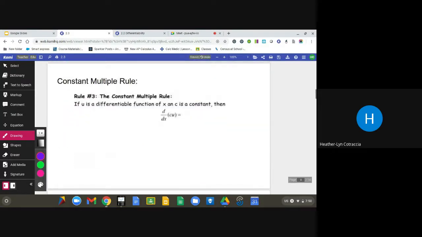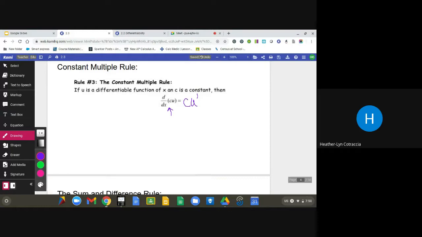Constant multiple rule, same exact idea, except now you have a constant out there in the front of the u. So very, very simple. What I like to do is I just like to leave it and then take the derivative of whatever's the variable there. We're going to see an example of this in a minute, but the constant just kind of comes along for the ride as long as it's a multiple, as long as it's not standing there all by itself. Take the derivative of the function, which we're calling u here, and then just multiply it by the c.